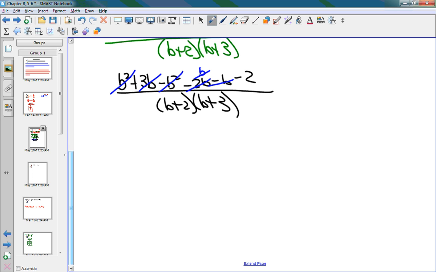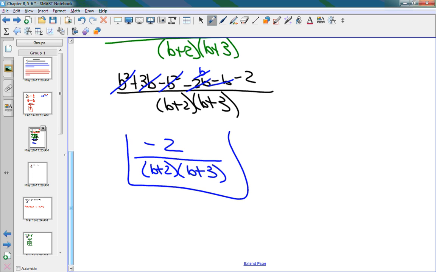And what am I left with on top? Negative 2. I'm left with a whole negative 2 over b plus 2 times b plus 3. Can I do anything with that? I can't cancel anything out, so I'm done. Good. Do we get that? Good. So, let's do it again.